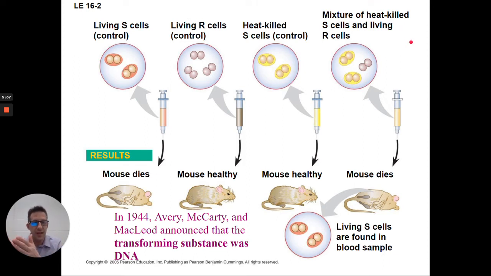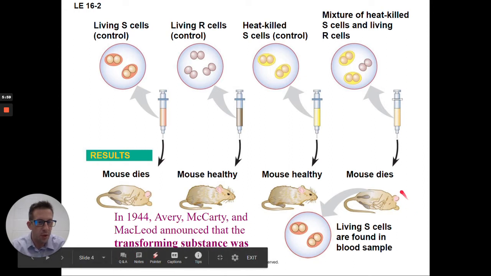Okay, I've killed these S cells, so they're not going to cause disease. These other cells are not harmful, right? They're harmless. So when I inject both of these things in a mixture into the mouse, what should happen? The mouse should live, right? We've got harmless cells mixed in with dead cells. The mouse should live. So we did it, and lo and behold, the mouse died.